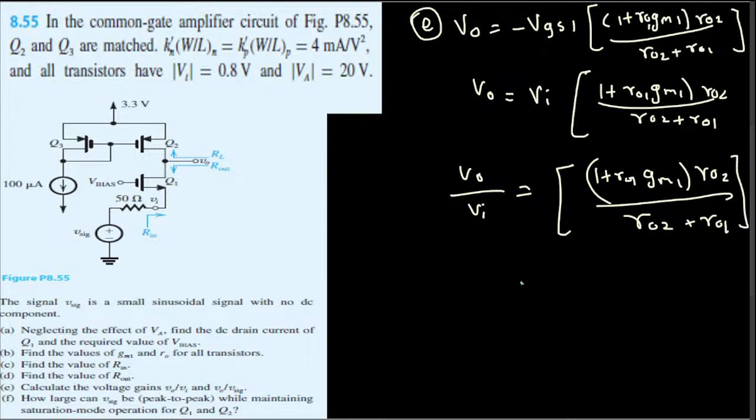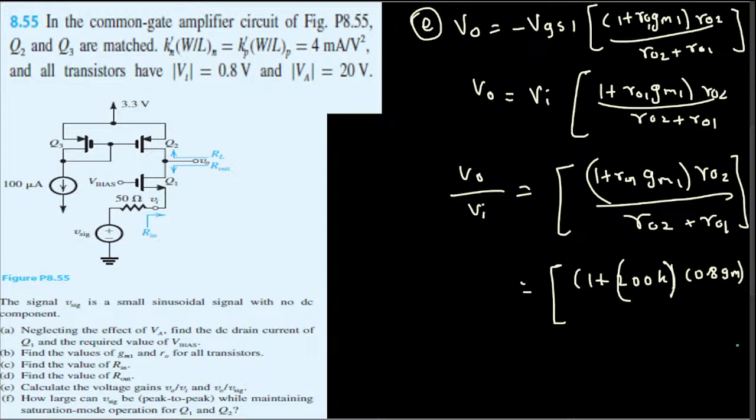Now we just have to plug in the values, the RO values and the GM values we calculated in part B of the question. We found RO to be 200K for all of them, and GM to be 0.89 milli for all of them. So whichever GM, it is 0.89 milli, and whichever RO, it is 200K. We just have to plug the values into this equation.